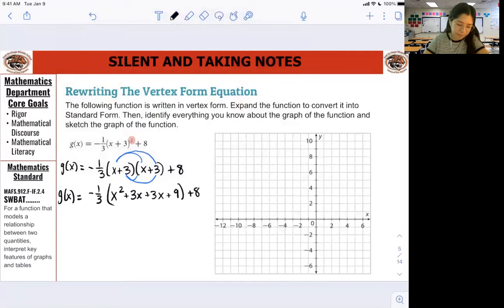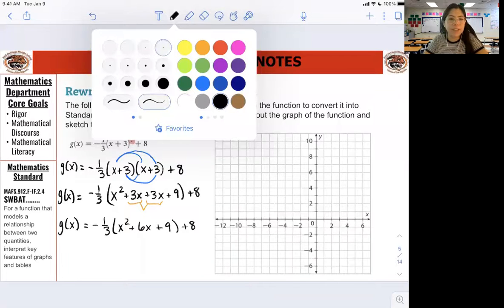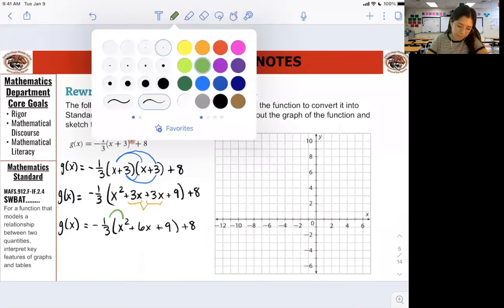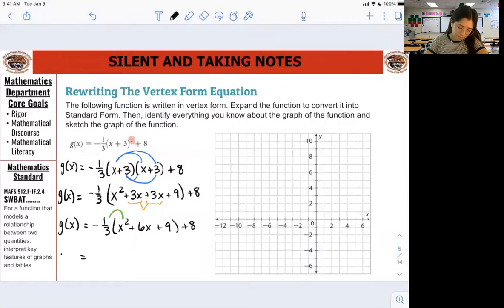Now, what do we do? Combine like terms. 3 plus 3 is 6x. Okay, now the time has come. The moment has come. We have to deal with this fraction. Negative 1/3 times x is negative 1/3 x squared. Yep. Can't do anything else about it. We just put them together.